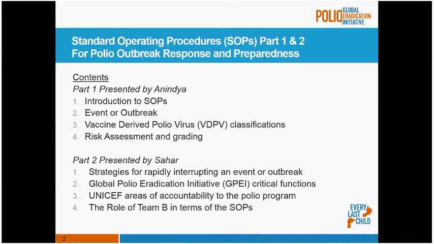So today the contents we have are based into two parts. The first part is presented by Anindya. He will go over the introduction to the SOPs, the difference between an event or outbreak, vaccine-derived poliovirus classifications, and risk assessment and grading. Followed by this, Sahar will present part 2, which will be strategies for rapidly interrupting an event or outbreak, Global Polio Eradication Initiative critical functions, and the UNICEF areas of accountability to the polio program, as well as just a small briefing on the role of Team B in terms of the SOPs.